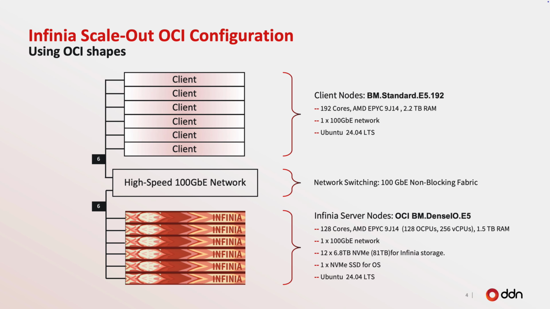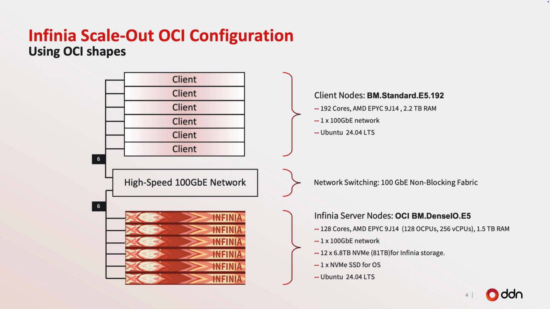For this test inside of OCI, we use 6 of the BM dense.io.e5 compute instances as the hosts for the Infinia cluster. We then use 6 BM standard E5.192 instances for the clients. The reason is that these instances have single 100 gigabit connections, and we want to ensure that networking was not a quick bottleneck. Because of this, we wound up with systems that had a lot more cores than we actually used. In the dense.io.e5 instances, we only used 32 out of the 128 cores available for the Infinia software. We are currently investigating what other OCI instances could be qualified to help prevent over-allocation of hardware.